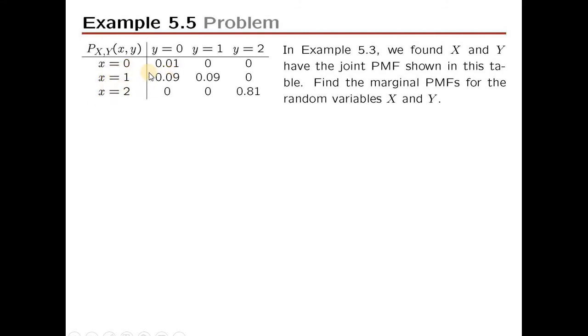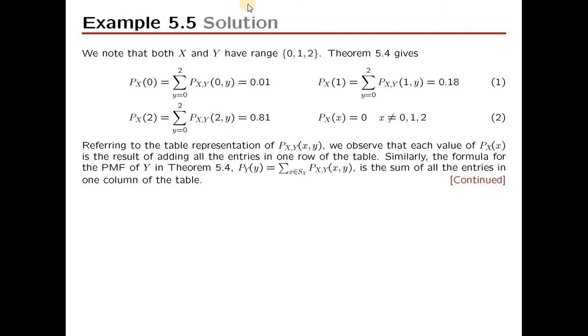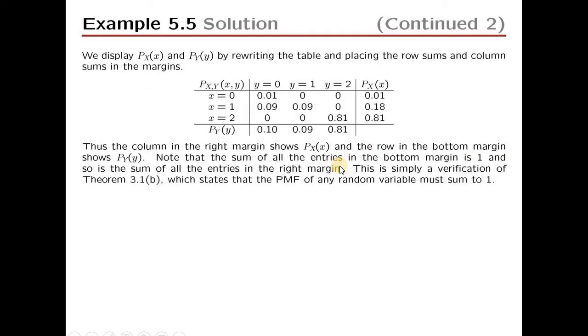For y, you have to do it in columns, just add the values in columns. In that case, py of 0 is 0.2, py of 1 is 0.09, py of 2 is 0.18. So if you look at the columns and add the values, you come up with the PMF of y. If you look at the rows, you calculate the marginal PMF of x. Look here, for x I calculate over all values of y. Similarly, for y I do it.